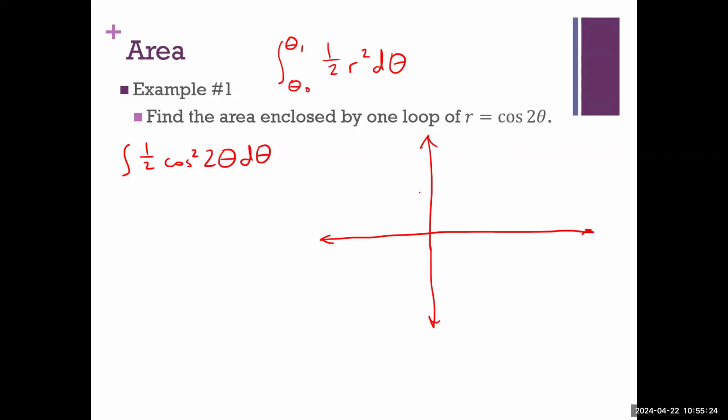polar curves can only intersect themselves at the pole. So if I'm looking for where this thing makes a loop, one thing I can do is figure out where it returns to the pole, where it returns to the origin. Is this an equation I can solve?